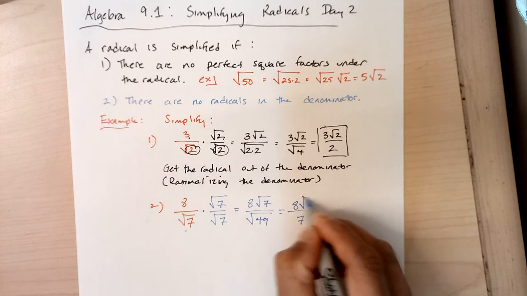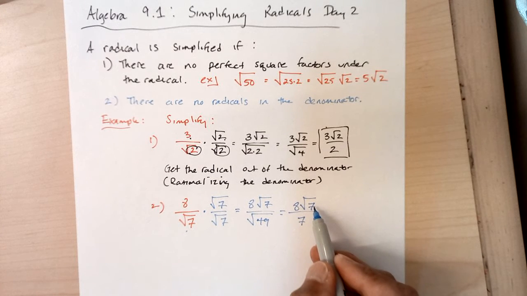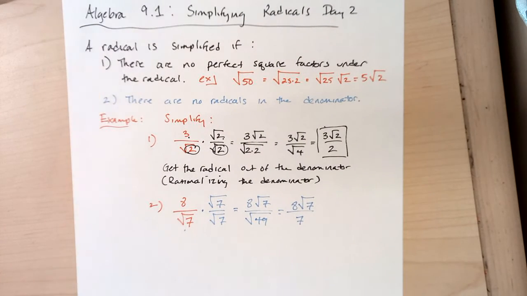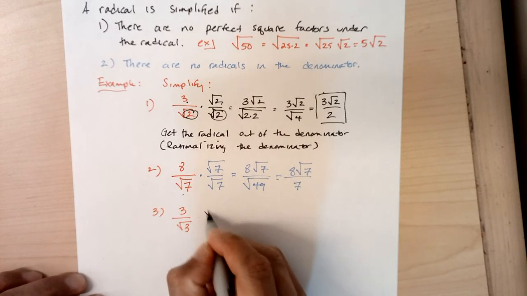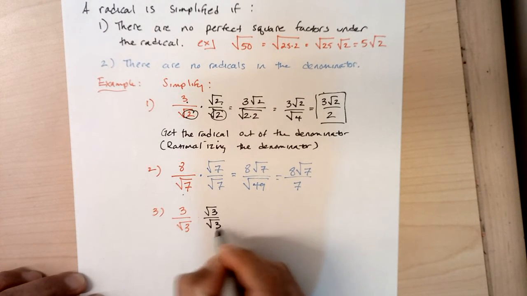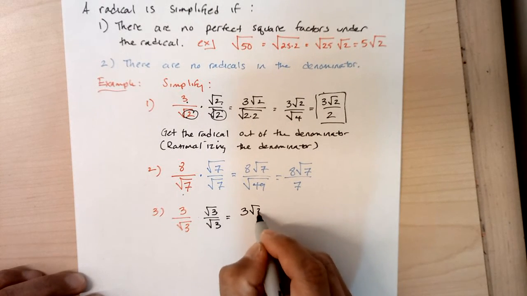So 8 square root 7 over 7, that's all we can do. You can't simplify that any further. You can't try to divide this 7 by the 7 because this 7 is underneath the radical in the numerator. This 7 is outside of the radical in the denominator. And then on the next example, 3 over the square root of 3, I need to rationalize the denominator, or again, get rid of the radical in the denominator. Multiply both the numerator and denominator by the square root of 3. So in the numerator, 3 square root 3 is what we end up with.